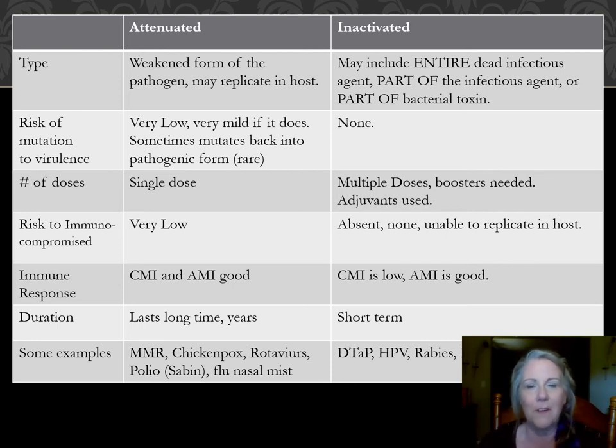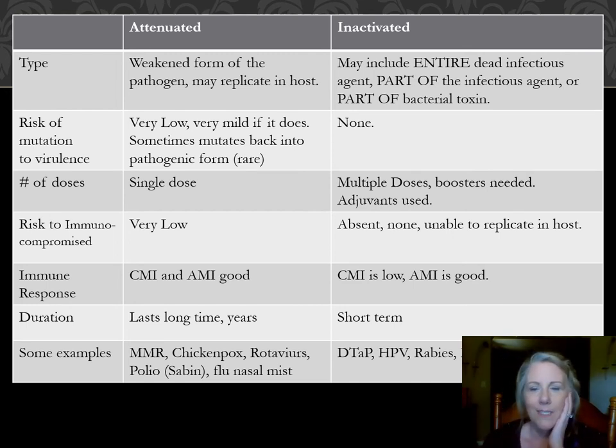Okay, so number of doses. How many doses does it typically take? And for this type, it typically takes multiple doses. Okay, you're going to have boosters every so often. And a lot of times with this type of vaccine, they include what is called an adjuvant. So that particular word right up there, adjuvant, A-D-J-U-V-A-N-T. Now, what is an adjuvant when we're talking about vaccines? This is something that's included in the vaccine preparation, a molecule or a substance that will enhance the immune response.